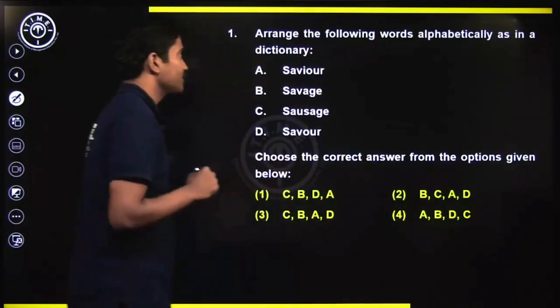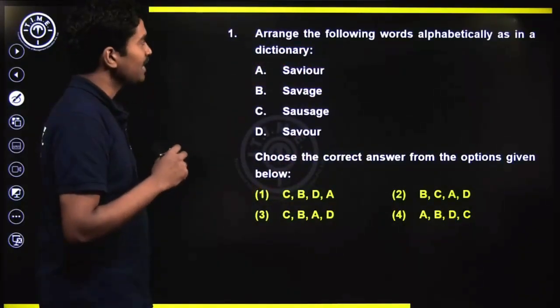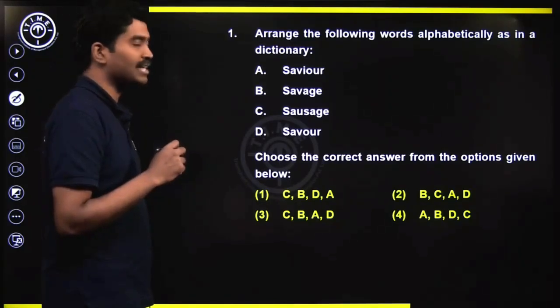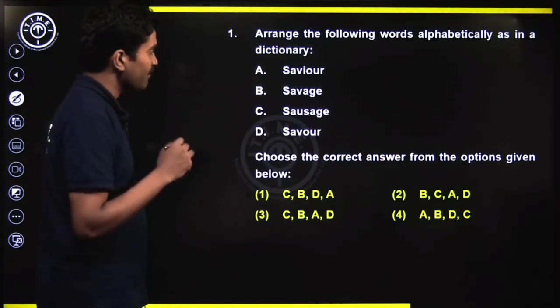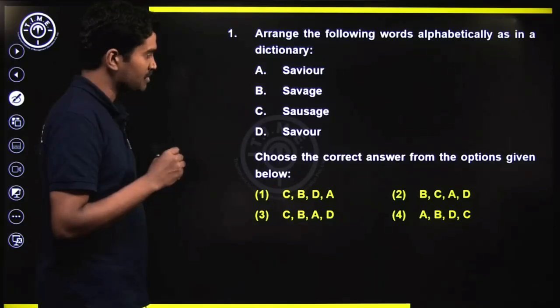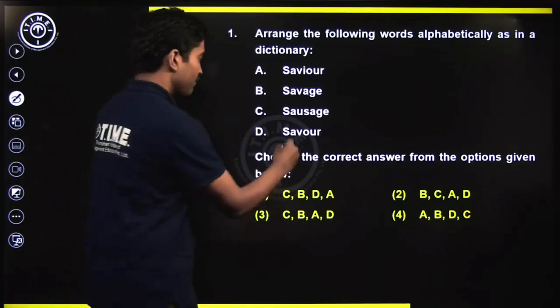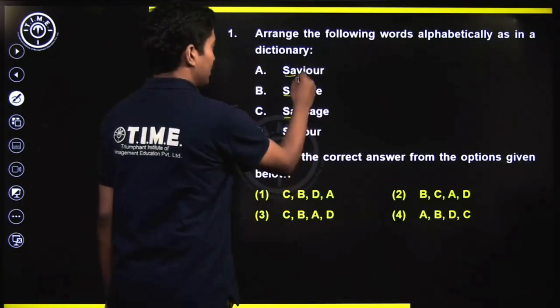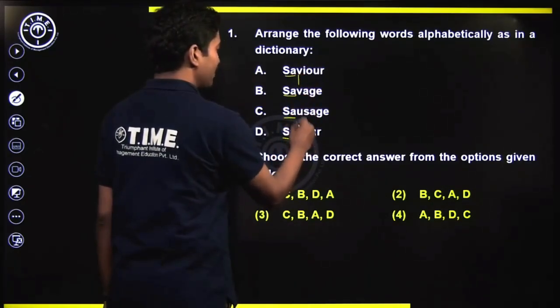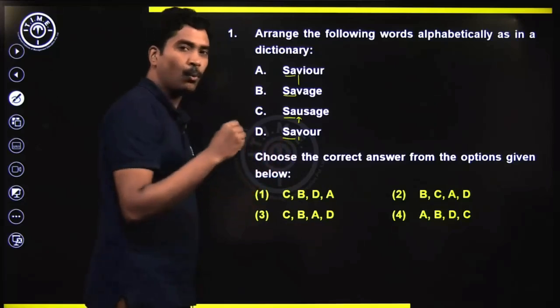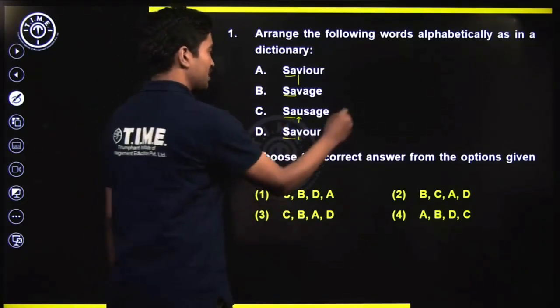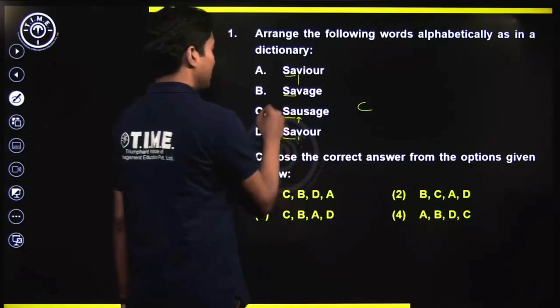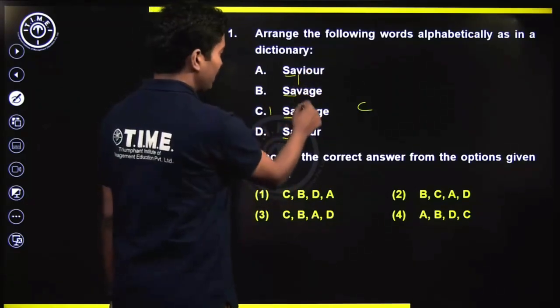Let's get started. First question, arrange the following words alphabetically as in a dictionary. Savior, savage, sausage, savor. We can see that all of them start with SA. Now, three of them have V while one of them has U. U, V, W, X, Y, Z. So sausage, with U, comes first, and then after U we have V.